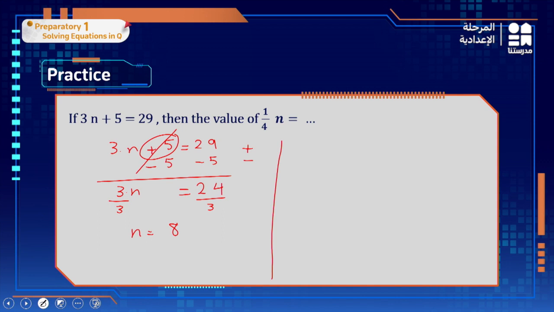The required is 1 over 4n. So replace n with its value: 1 over 4, and instead of n write 8. And the relationship of course is multiplication here. Then 1 times 8, or 8 over 4 equals 2. So the value of 1 over 4n equals 2.